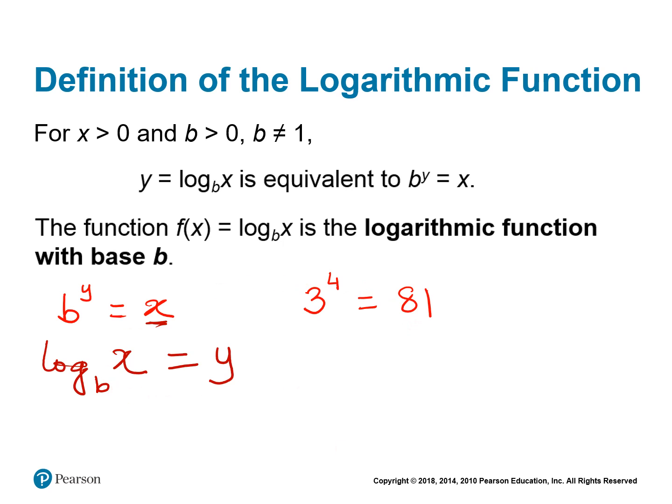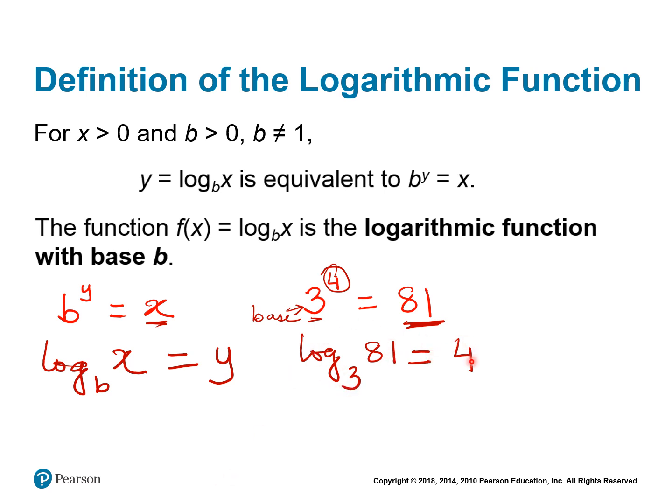Again, I'm going to start with the word log. Now the base is 3. This 3 is the base. So I'm going to write 3 as a subscript of the word log. And then next to log base 3, I'm going to put 81. Then the equal sign. And then this exponent here is going to be on the other side of the equal sign. So we have log base 3 of 81 is equal to 4.